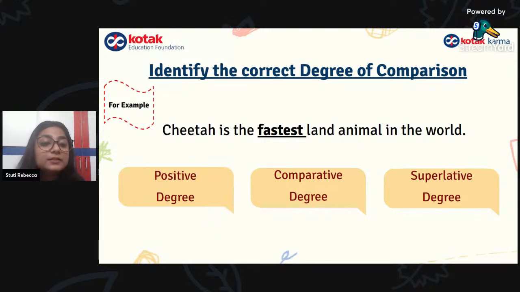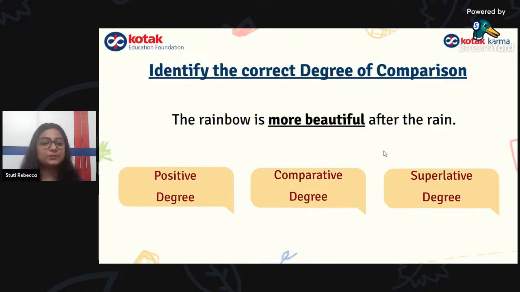The cheetah is the fastest land animal in the world. Your options are positive degree, comparative degree, and superlative. So, what do you think is the correct one? What is the highlighted word here? Yes, it is superlative degree because we have fastest. Do you see the EST? Perfect.